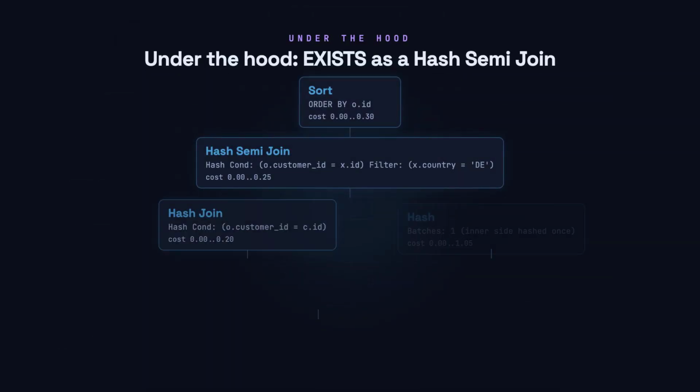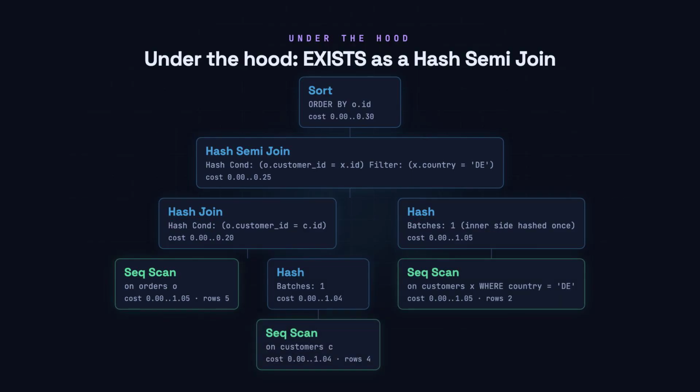Postgres rewrites exists into a hash semijoin. It builds a hash table of qualifying customer IDs, then probes it once per order row and stops on the first hit. No row is emitted twice, and no full materialization of the subquery is required.